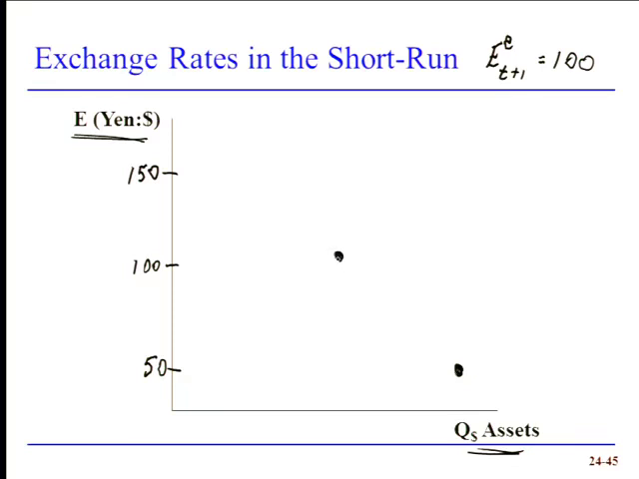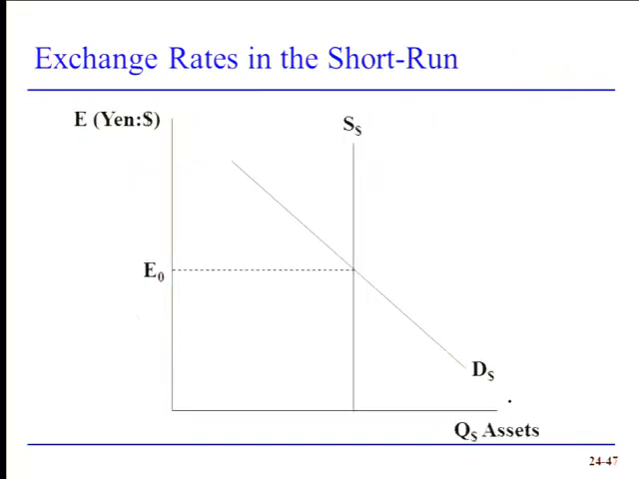Now suppose the exchange rate's 150. You still expect it to be 100 a year from now. Do you want to buy dollars today at 150 or dollars a year from now at 100? A year from now. So the current demand for dollars would be somewhat low. So the demand for dollar-denominated assets will be inversely related to the current exchange rate for any given future exchange rate.